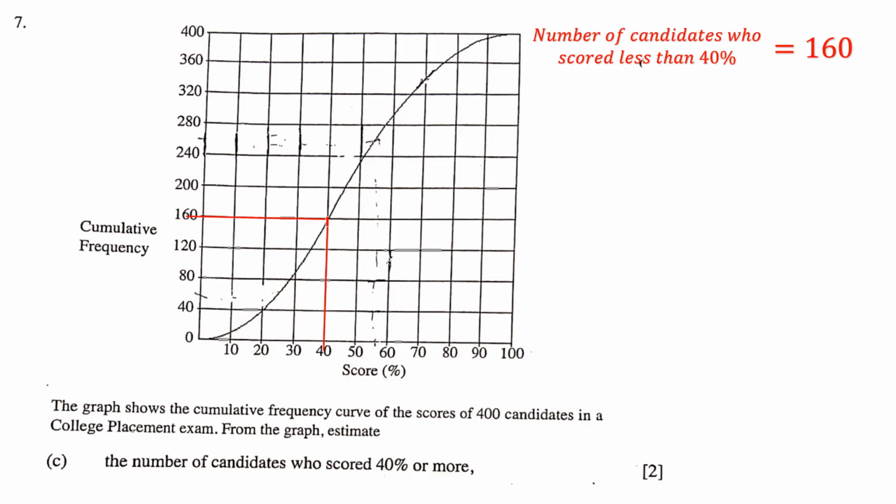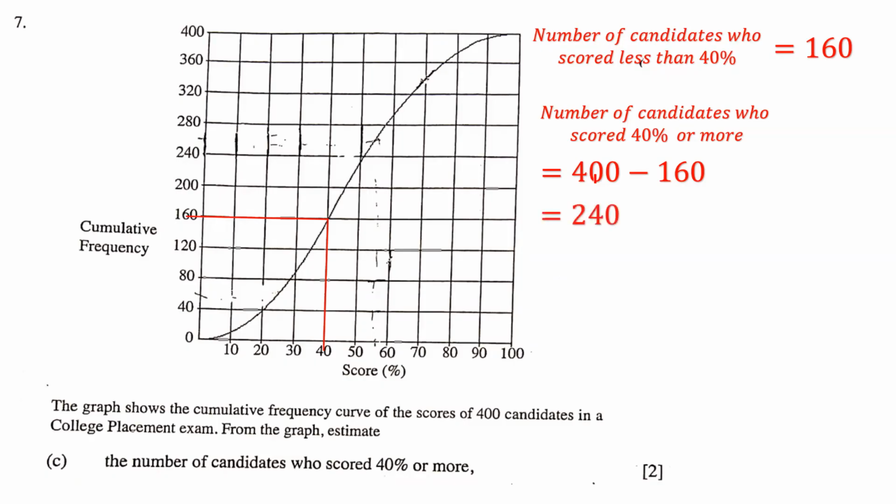But what we want is the number of students who scored 40% or more. So we know that 160 students scored less than 40%, and we know that there's a total of 400 students. So if we want to figure out the number of candidates who scored 40% or more, what we're going to do is take away 160 from 400. And so it's going to be 400 minus 160. That's going to give us 240.